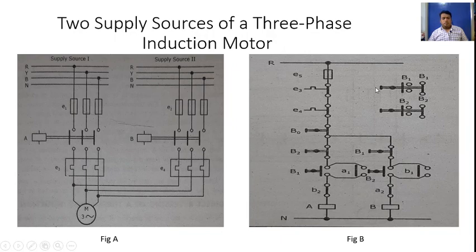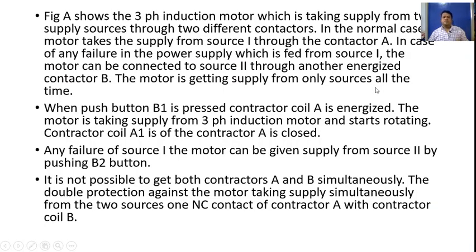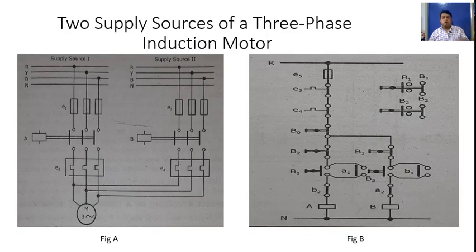See this figure, we are having push buttons here. When push button B1 is pressed, contactor coil A is energized. The motor takes supply from the three-phase supply and starts rotating. The contact A1 of contactor A is closed. Now, on any failure of source 1, the motor can be supplied from source 2 by pushing the B2 button here. This is the B2 button, where the supply from the other source 2 can be taken.